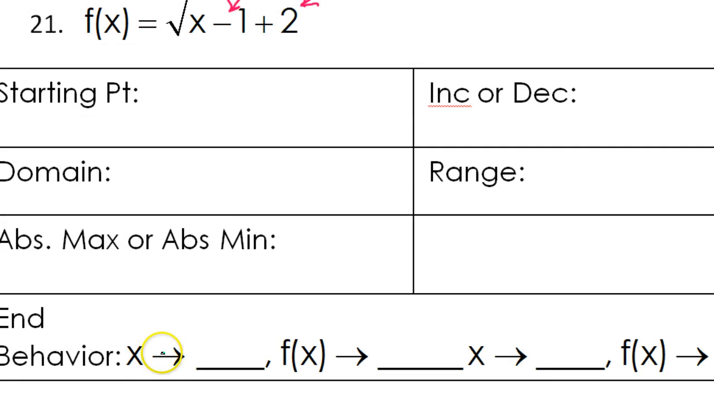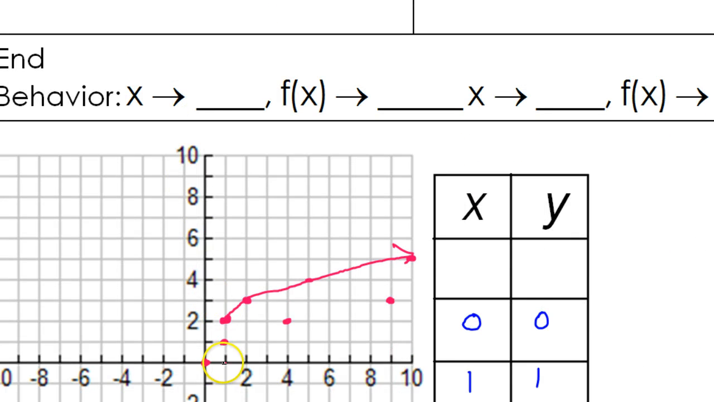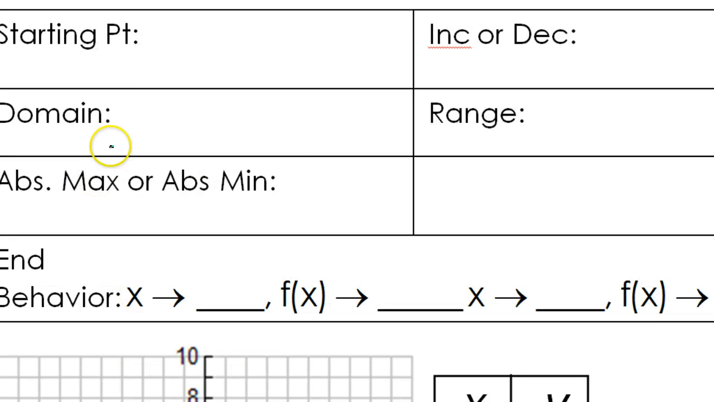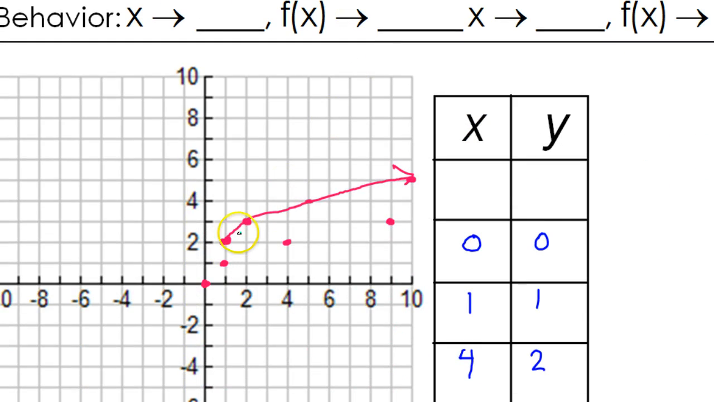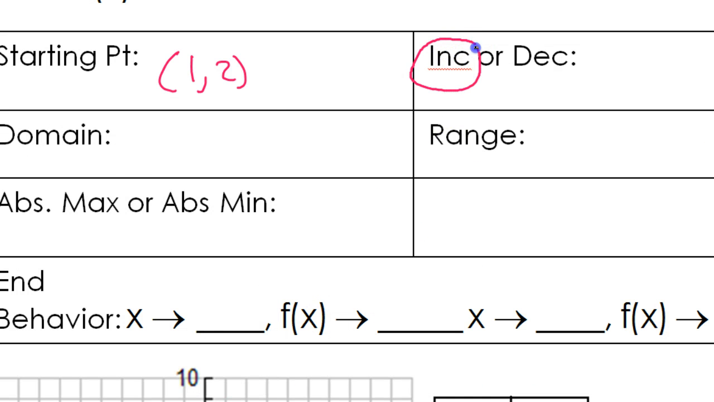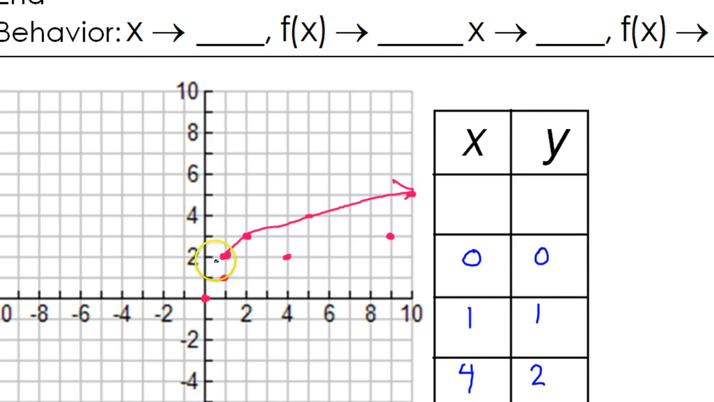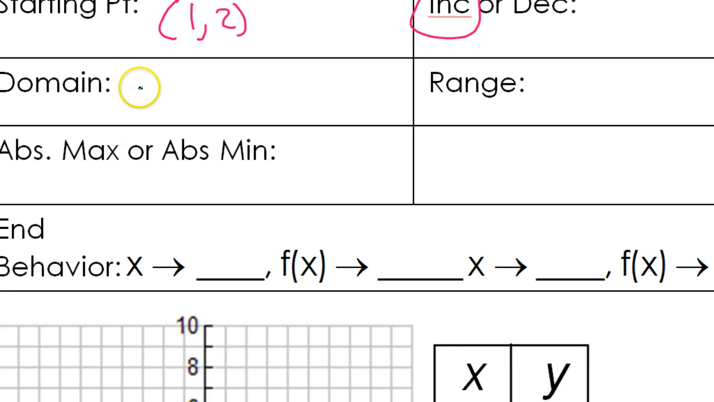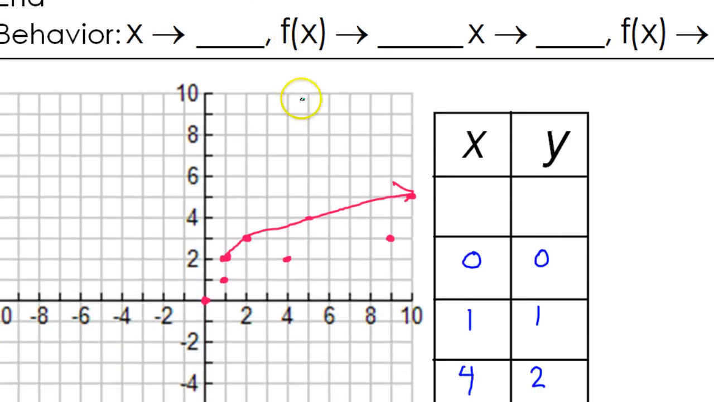Now let's answer these questions. The starting point is this 1, 2. Alright, is it increasing or decreasing? Well, it's going uphill the entire way from left to right, so that's increasing. The domain is the x values. The x values go from 1 to infinity, and that needs to be a square bracket. The range, that's the y values. The y values go from 2 to infinity.